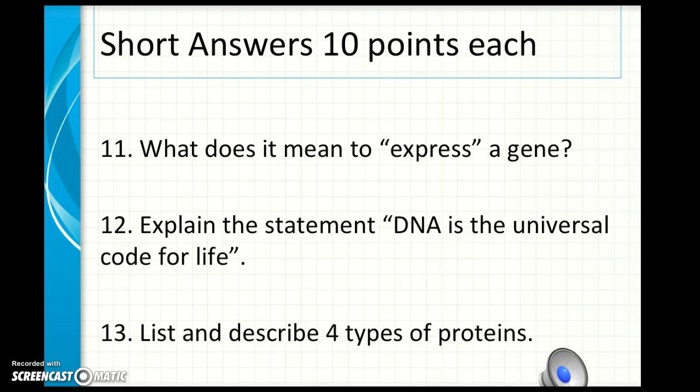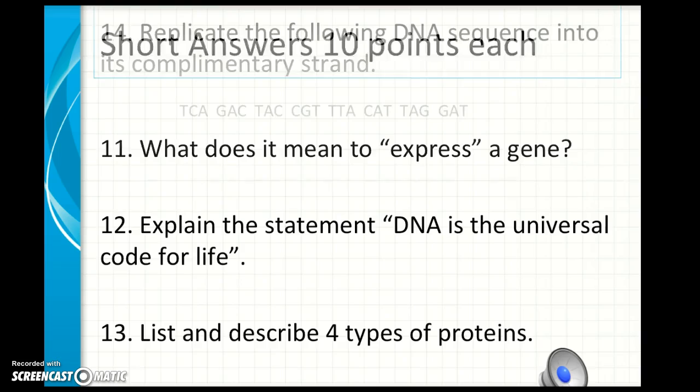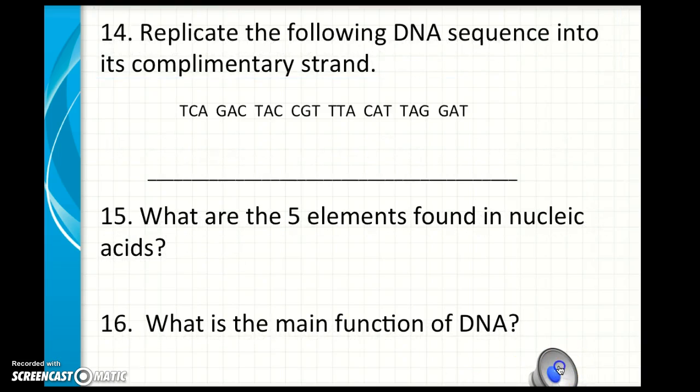Question 13. List and then describe 4 types of proteins. Question 14. Replicate the following DNA sequence into its complementary strand.